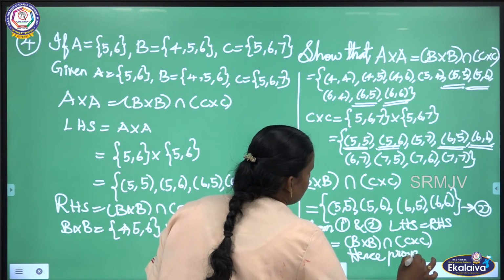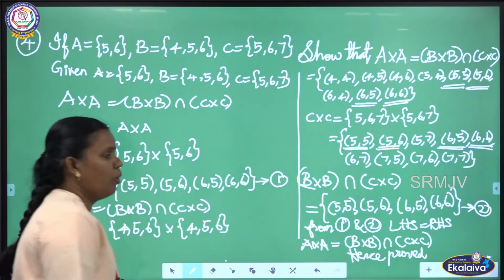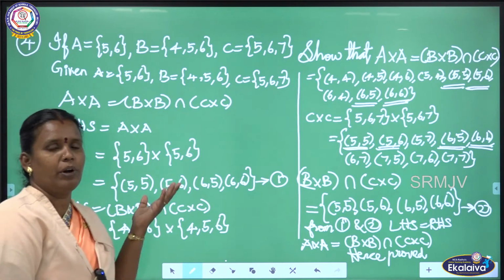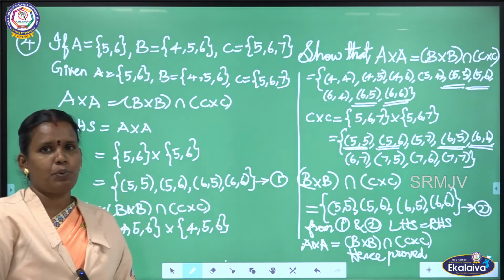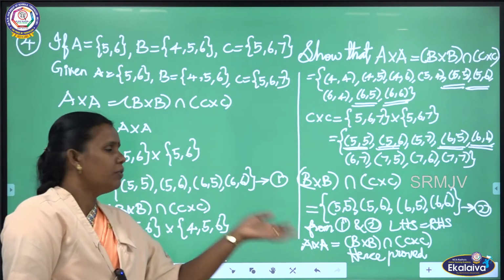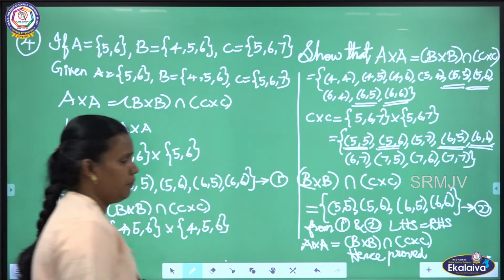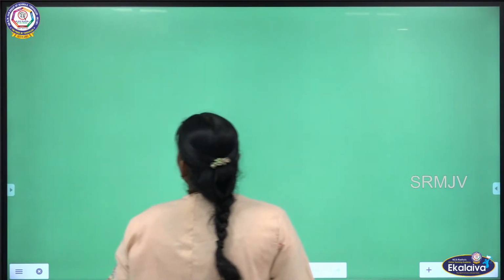Children, are you clear with this sum? Question number 4 is very easy. We only need to know the cross product. If we know the cross product, we can do the sum easily. Then I will move to our fifth question.